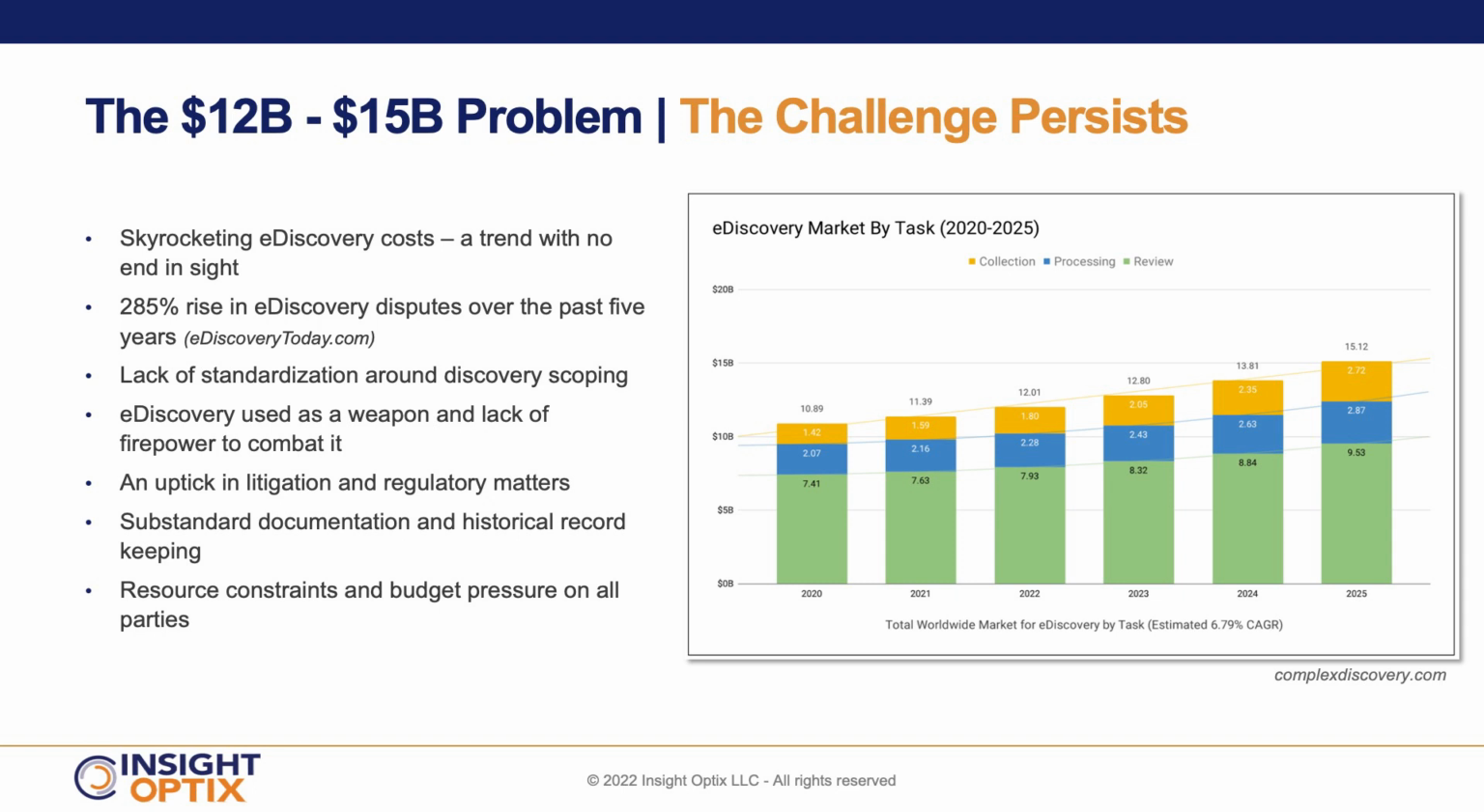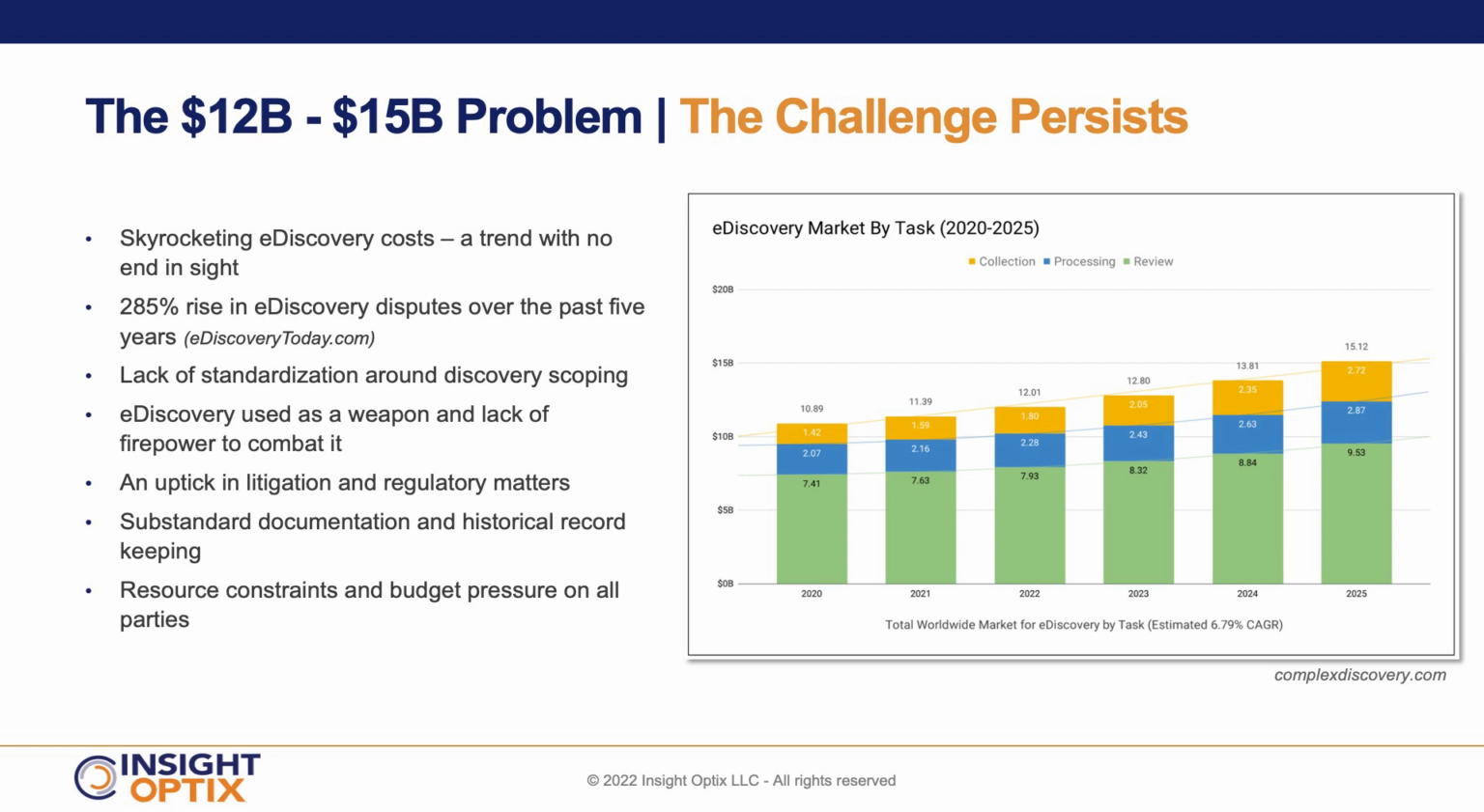The focus on reducing e-discovery spend has traditionally been around technology that is used post-collection. And so even though we've seen advances in technology, we still see e-discovery costs continuing to increase, with an estimate of $12 billion in 2022 up to $15 billion in 2025. So why is this occurring?